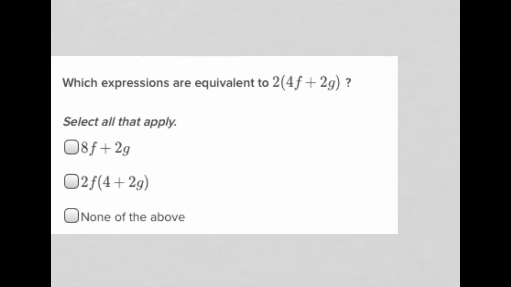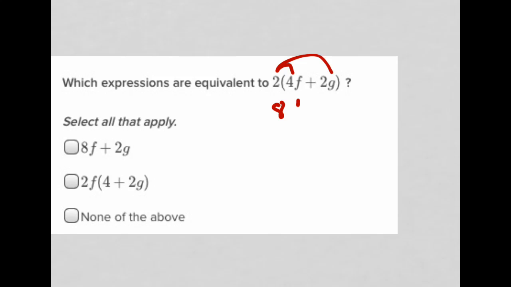Which expressions are equivalent? There could be more than one answer. So here's what I'm going to do. I'm going to simplify this. I'm going to distribute, and I'm going to try and simplify each of these. It looks like in the first one, I can't do anything. In the second one, I can do stuff, but let's see. So when I have a number out front, and there are no exponents, then I can distribute.